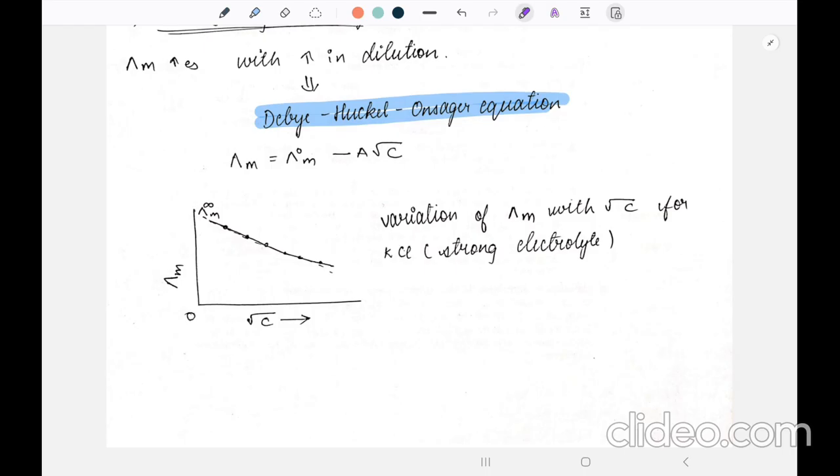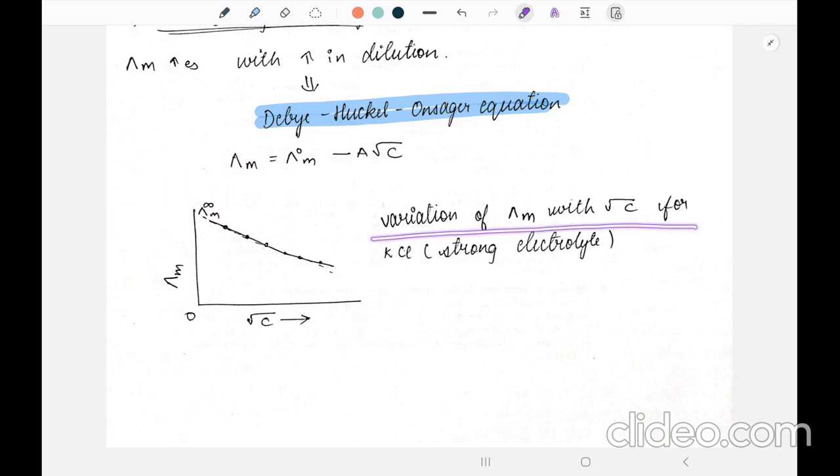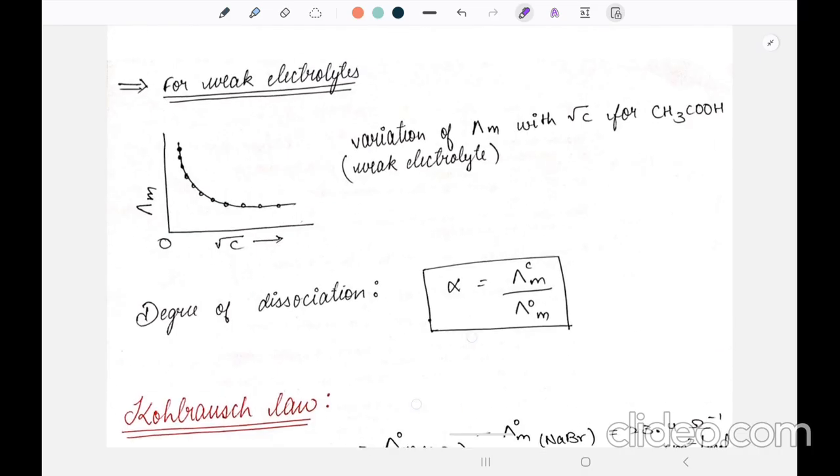So here we can plot a graph with molar conductivity against root C. We get a straight line with a slope as minus A and intercept as the limiting molar conductivity. So the value of constant A will depend upon the type of electrolyte, that is the charges on the cation and anion produced on the ionization of the electrolyte in the solution. This graph basically shows the variation of the molar conductivity with root C for KCl, which is a strong electrolyte.